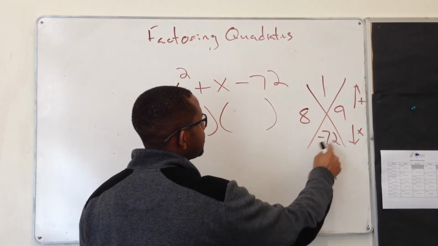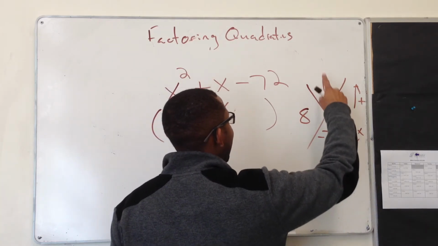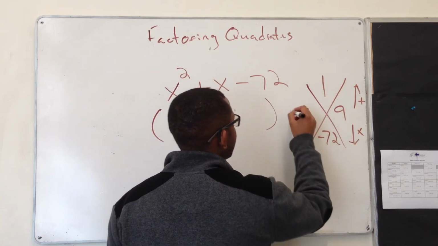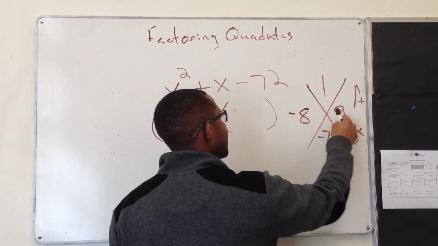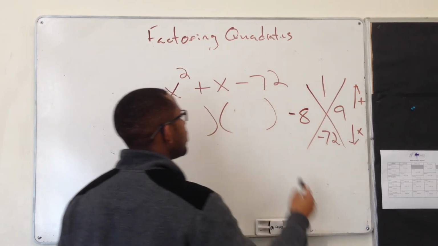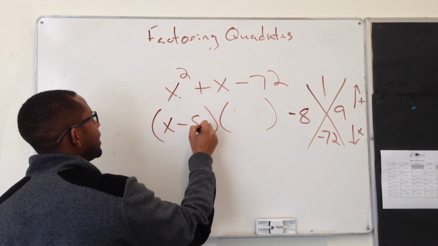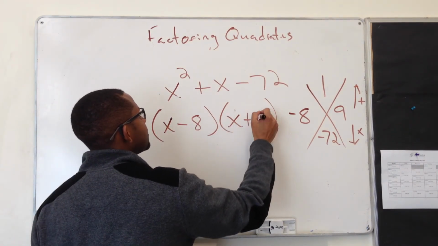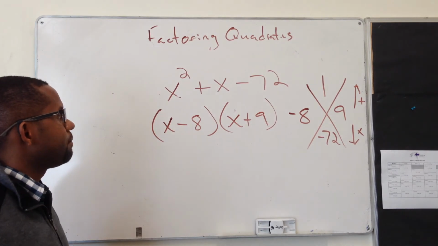Alright, I need this to be a -72. And when I add them, I need it to be a positive. So I'm going to make 8 negative. -8 times 9 is -72. -8 plus 9 is 1. X minus 8, x plus 9.